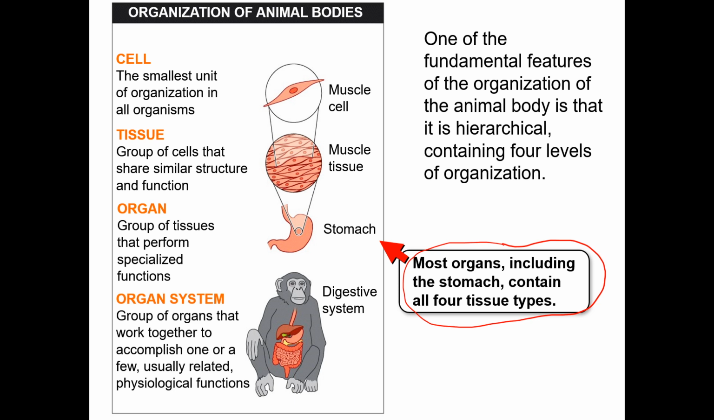And then, like we said before, an organ system, sometimes called a body system. Go ahead and write that down here. Is a group of organs working together. So with your digestive system, you've got your mouth, your esophagus, your stomach, your small intestine, large intestine, your liver, your gallbladder, your pancreas, many organs involved in that organ system.